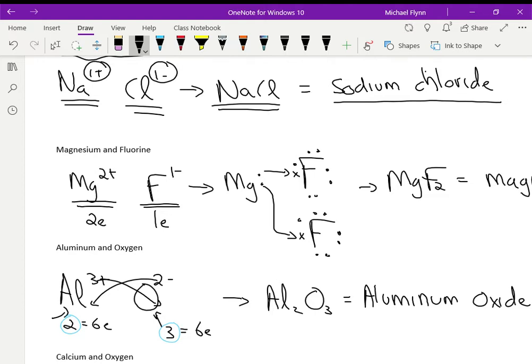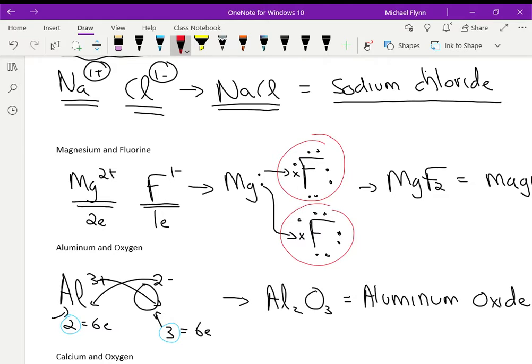Well, you need 2 fluorines. You'll need 2 of them. I gotta erase that. I'll circle them instead. I need this fluorine and this fluorine. They're going to combine with 1 magnesium.